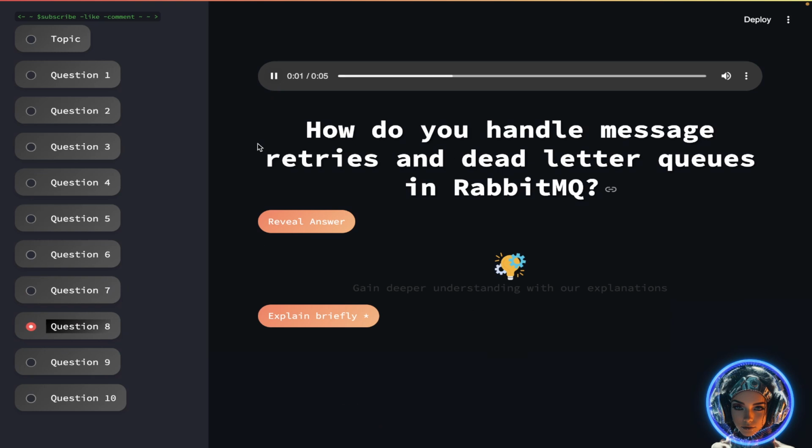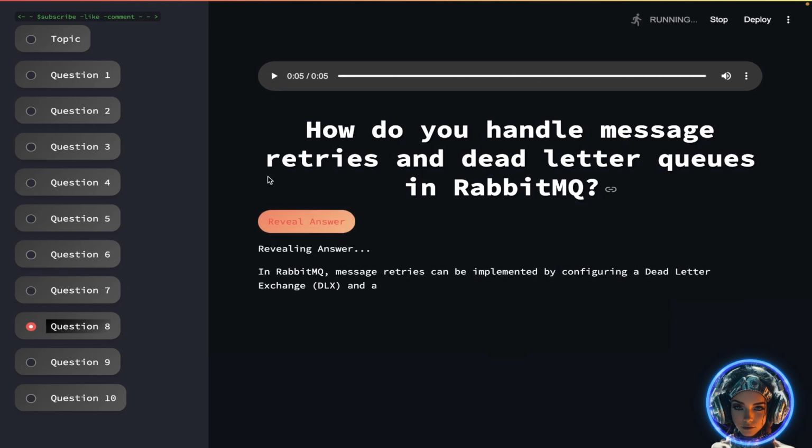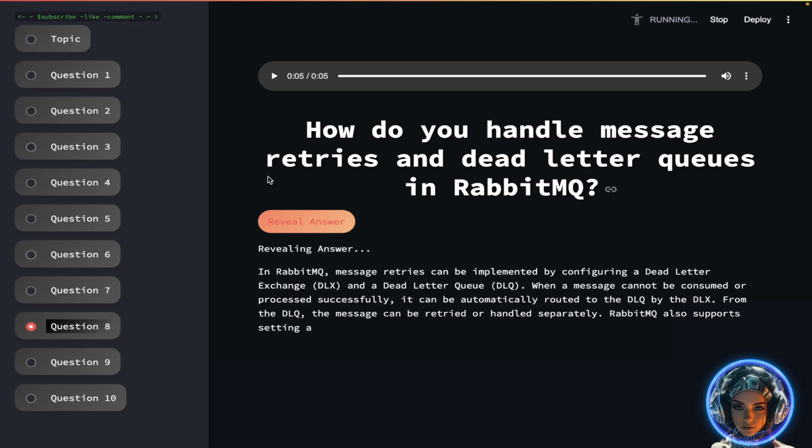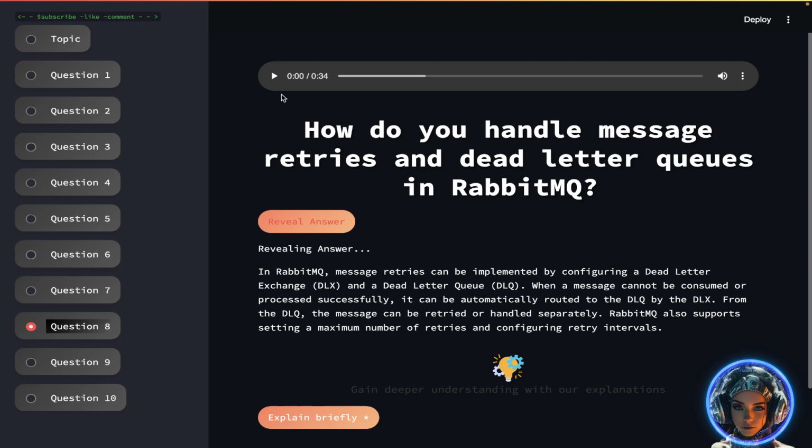How do you handle message retries and dead letter queues in RabbitMQ? In RabbitMQ, message retries can be implemented by configuring a dead letter exchange, DLX, and a dead letter queue, DLQ. When a message cannot be consumed or processed successfully, it can be automatically routed to the DLQ by the DLX. From the DLQ, the message can be retried or handled separately. RabbitMQ also supports setting a maximum number of retries and configuring retry intervals.